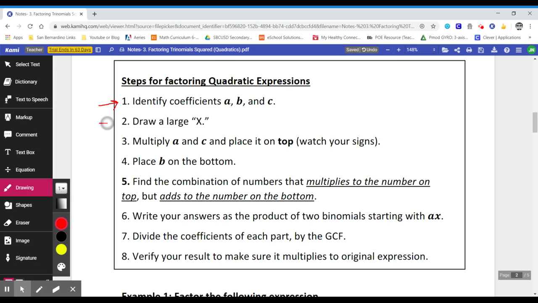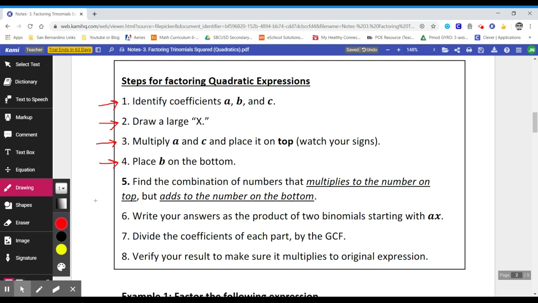Step 2, you're going to draw a large X, so a big X. Step 3, you're going to multiply the a and the c together with each other and put it on top. Make sure you watch your signs. That's what I was saying. Be careful with your signs. Don't forget them. Step 4, you're going to place b on the bottom. So whatever number you got for b, you're going to place that on the bottom of the X.